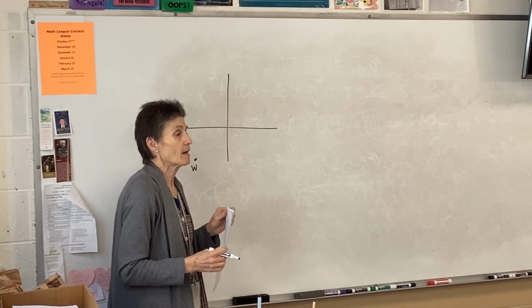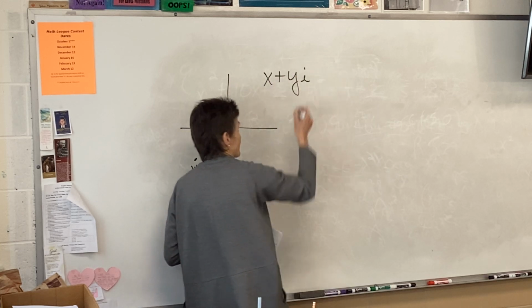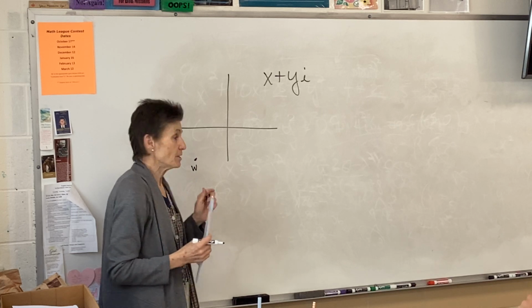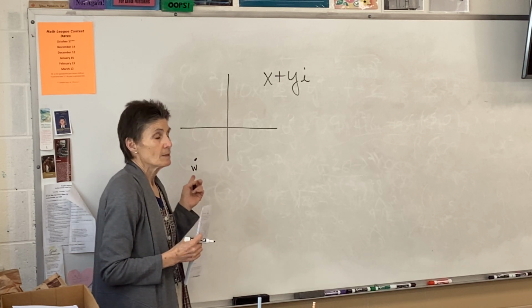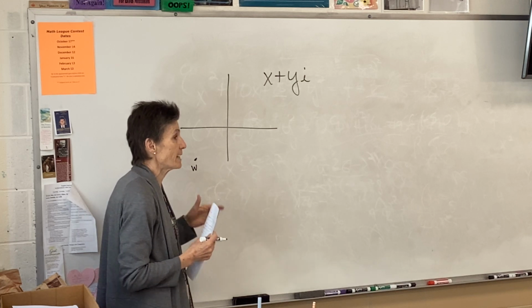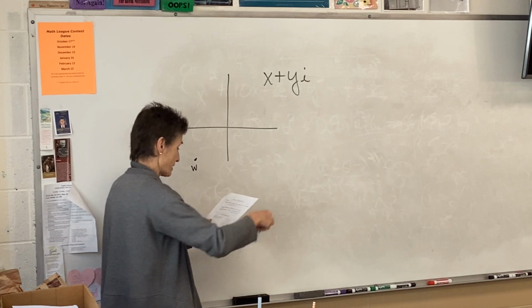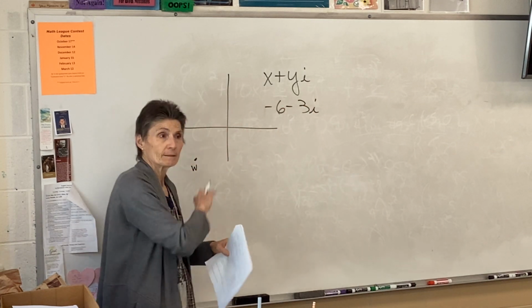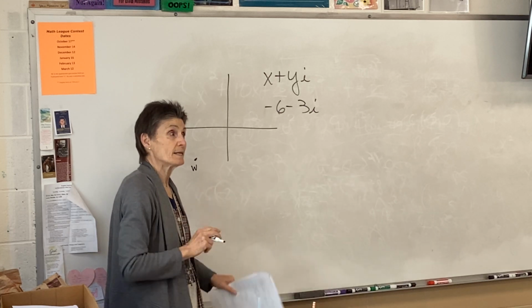Now remember, if it's a complex number, its rectangular form is this. Okay? So, can you get an X and a Y from what they've drawn for you? So what is your point in rectangular form? -6 minus 3i. Don't make it hard. That's easy. Now, write it in polar form.